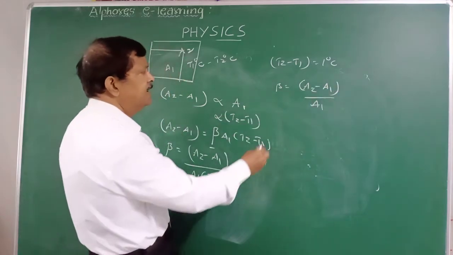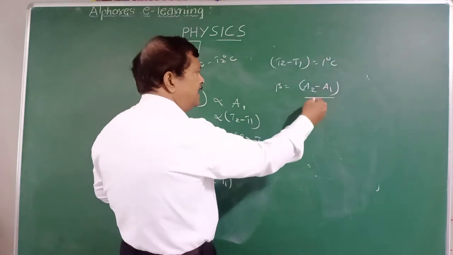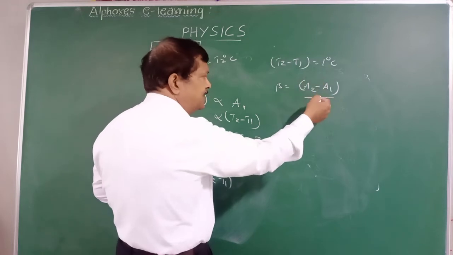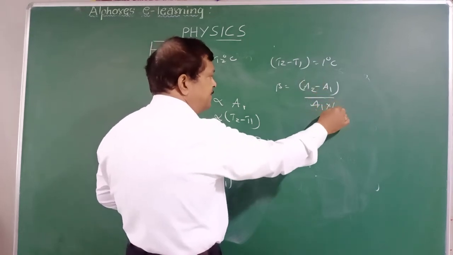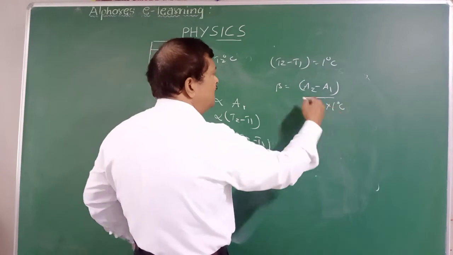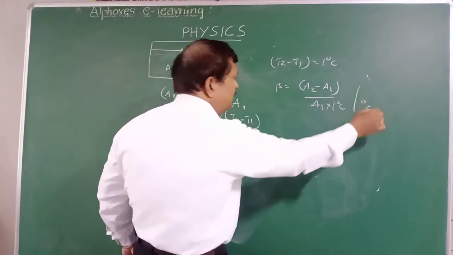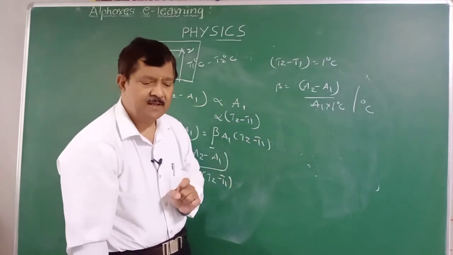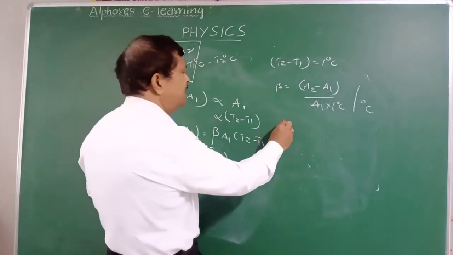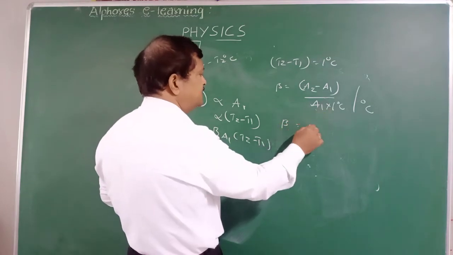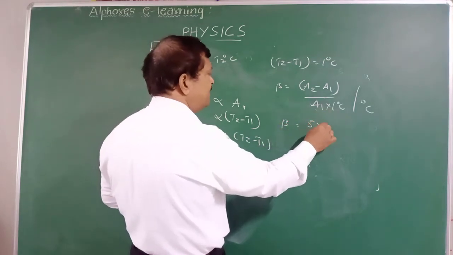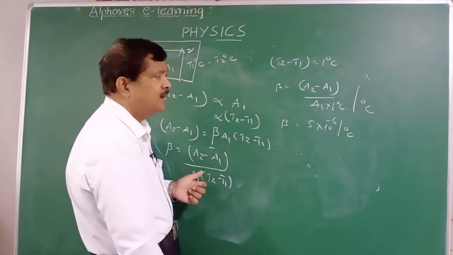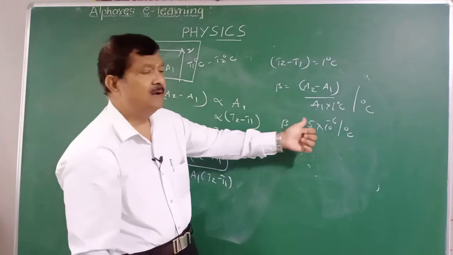And very clearly, as in the previous case, area and change in area have the same units, so these two units cancel. But remember, there is a change in temperature of 1 degree centigrade. So the unit of beta is per degree centigrade. Let us say it has a numerical value 5 into 10 power minus 6 per degree centigrade. So we can express beta like this.